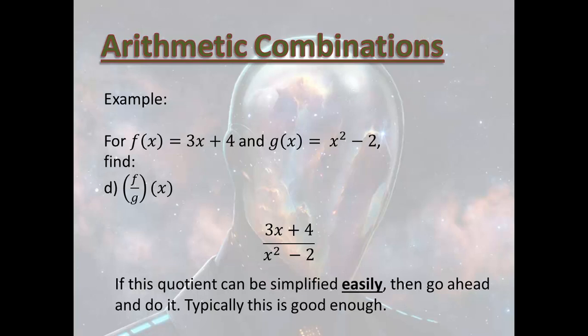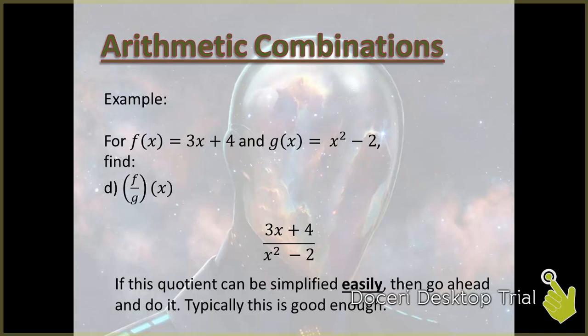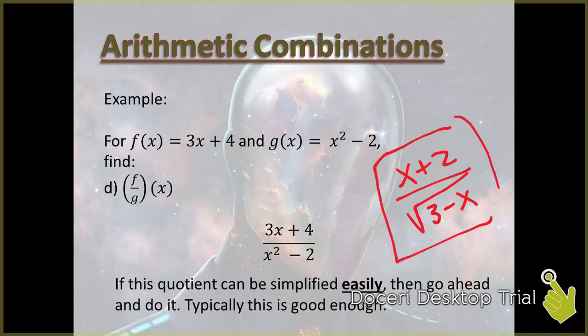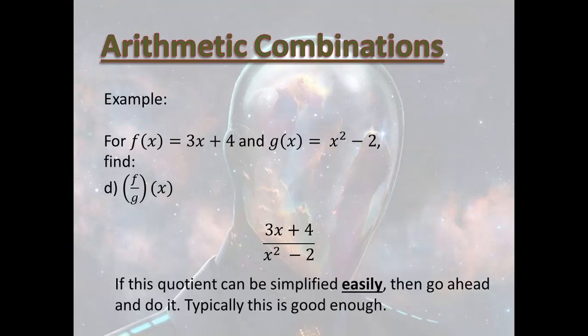There'll be some instances when your function ends up looking something like x plus 2 over the square root of 3 minus x. Okay? And the rule is we can't have a radical in the denominator. But for the sake of doing arithmetic combinations, this answer will suffice. You do not have to put it in simplest radical form. So keep that in mind when you have that situation.